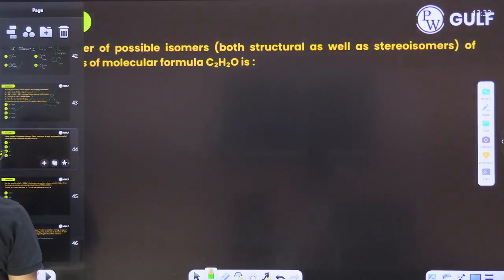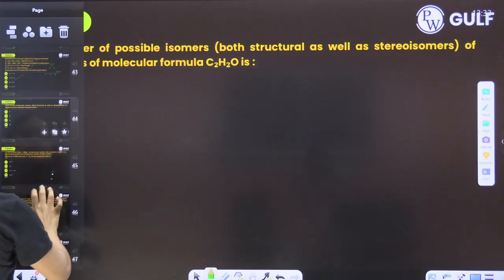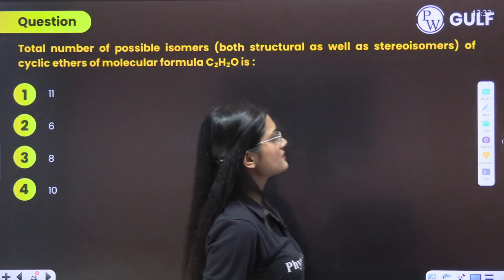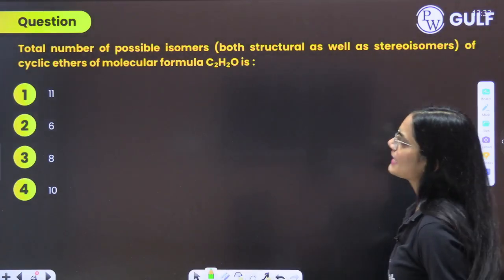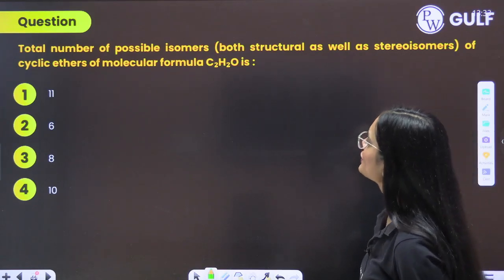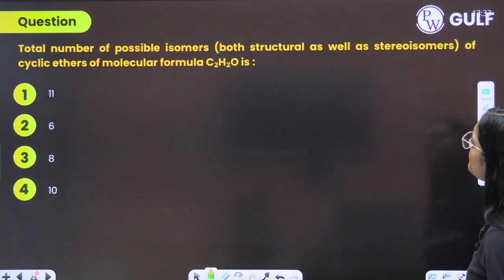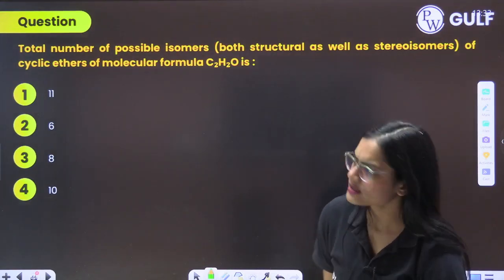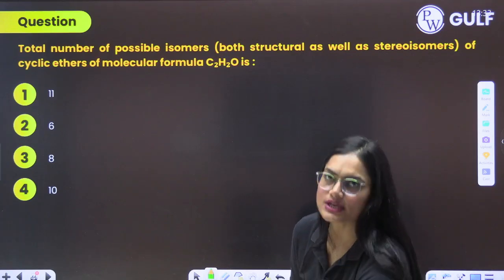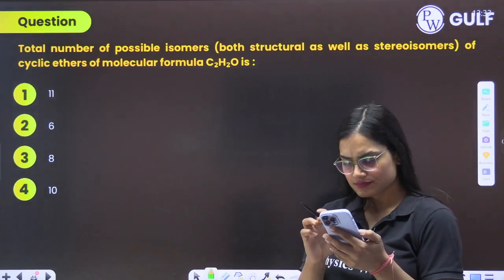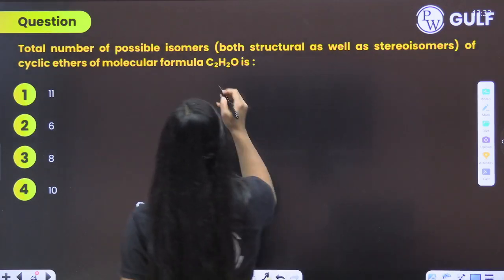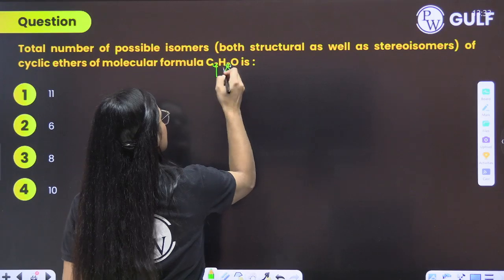Total number of possible isomers, both structural as well as stereoisomers of cyclic ethers of molecular formula C2H2O is. इसमें कुछ correction है. I think ये formula typing error है. Let me check the question. The formula is C4H8O. It is C4H8O.